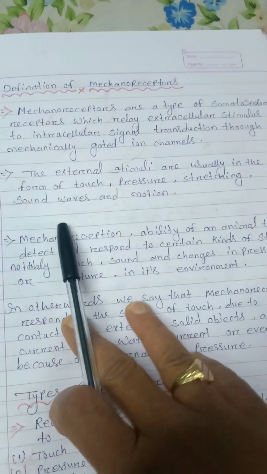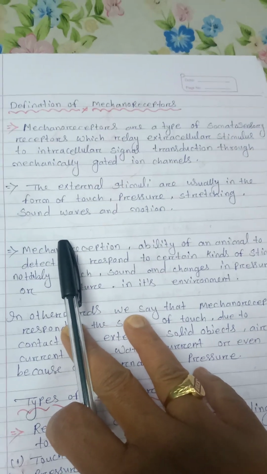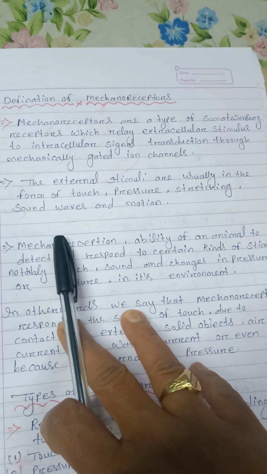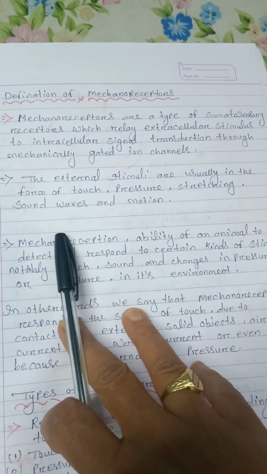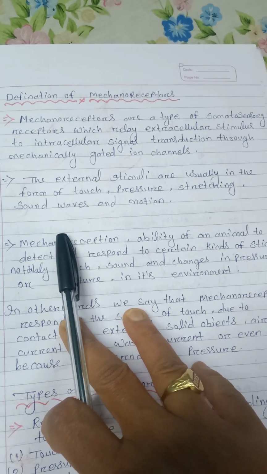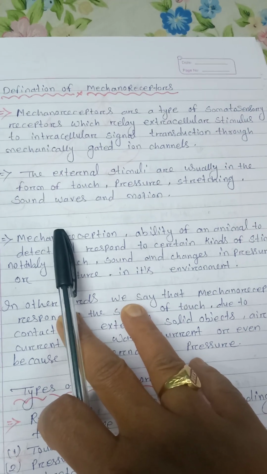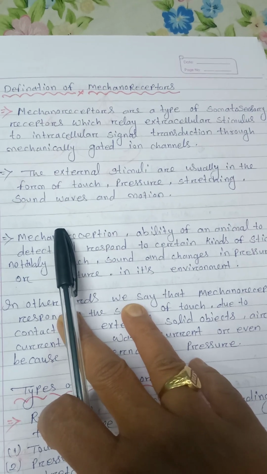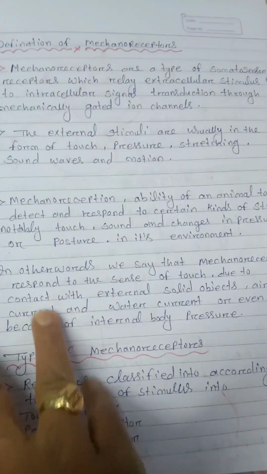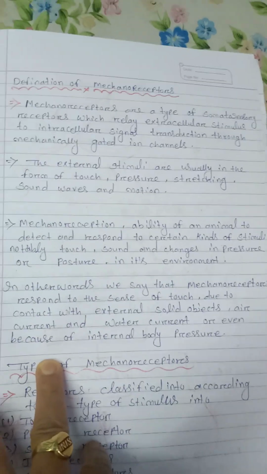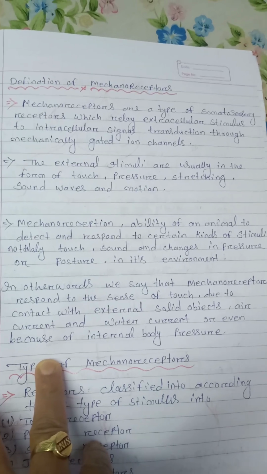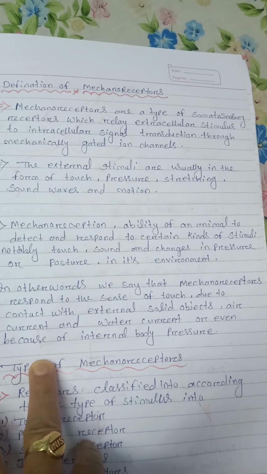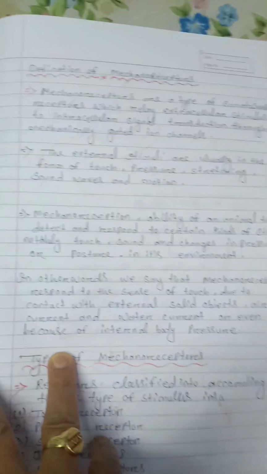Definition of mechanoreceptors. Mechanoreceptors are a type of somatosensory receptors which relay extracellular stimulus to intracellular signal transduction through mechanically gated ion channels. The external stimuli are usually in the form of touch, pressure, scratching, sound waves and motion. Mechanoreception is the ability of an animal to detect and respond to certain kinds of stimuli, notably touch, sound and change in pressure or posture in its environment.